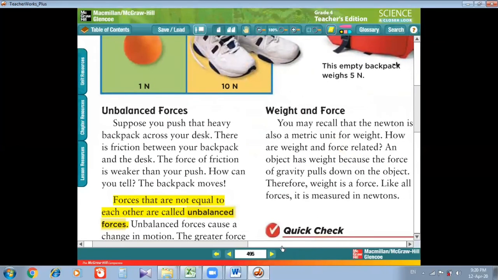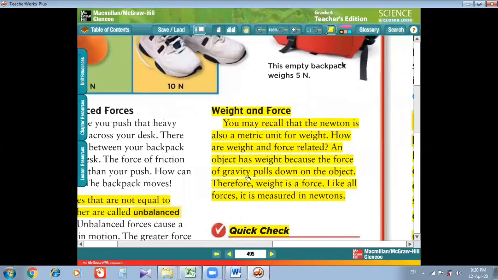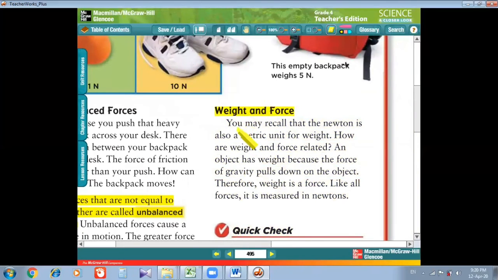Now, weight and force. You may recall that the newton is also a metric unit for weight. How are weight and force related? Newton is the unit of weight, and newton is the unit for force also. So force and weight are related to each other.